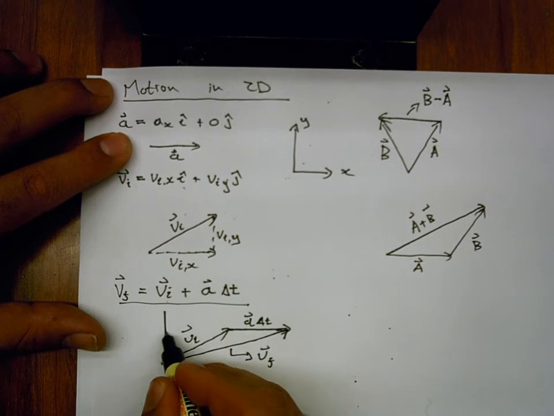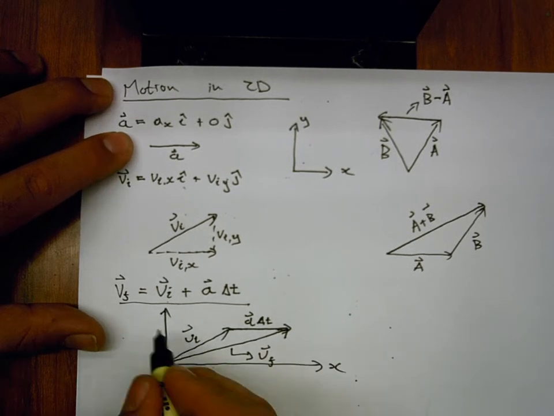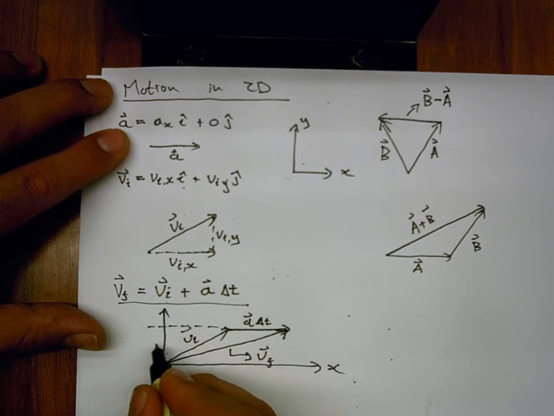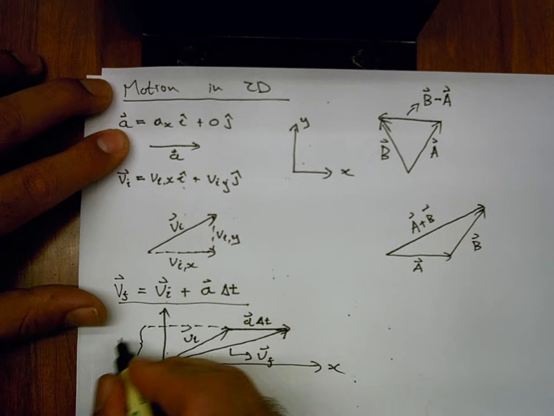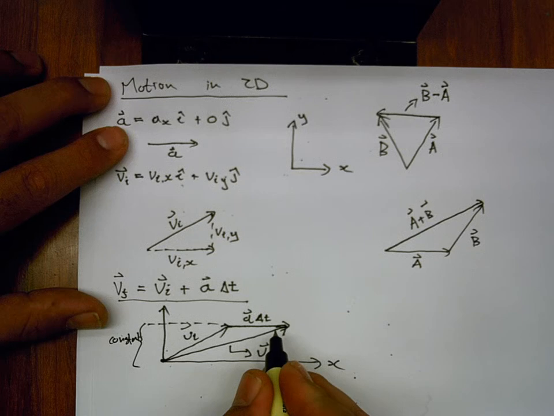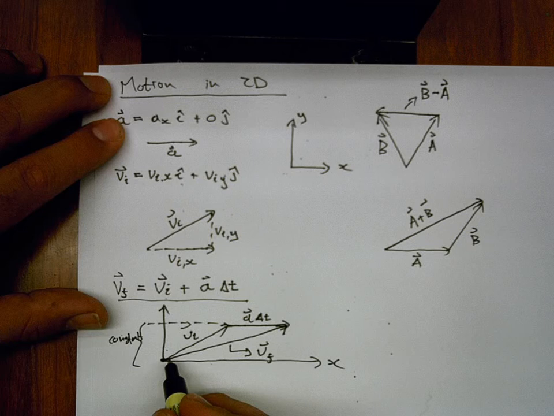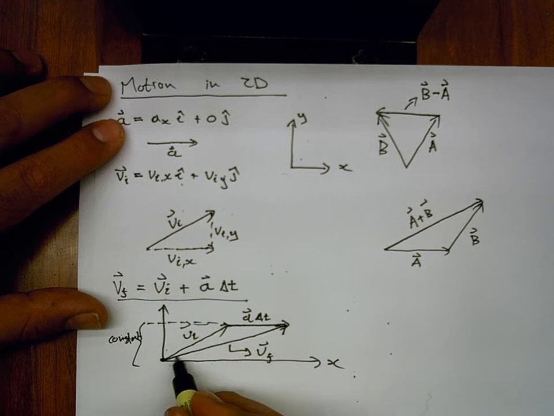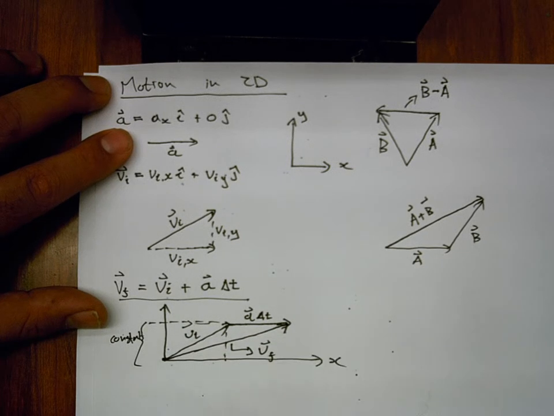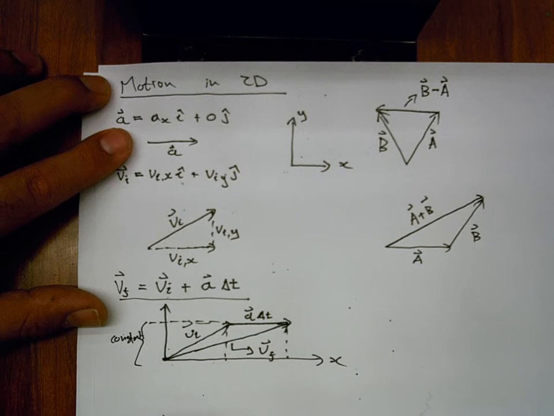Now if we look at this on a y-axis and an x-axis, what we see is that the y component of the velocity remains constant. The acceleration, because in this case we assumed it's pointing in x, did not change the y component of my velocity. The initial velocity and the final velocity have both got the same y component. However, the initial velocity had that x component, and the final velocity has got a larger x component.